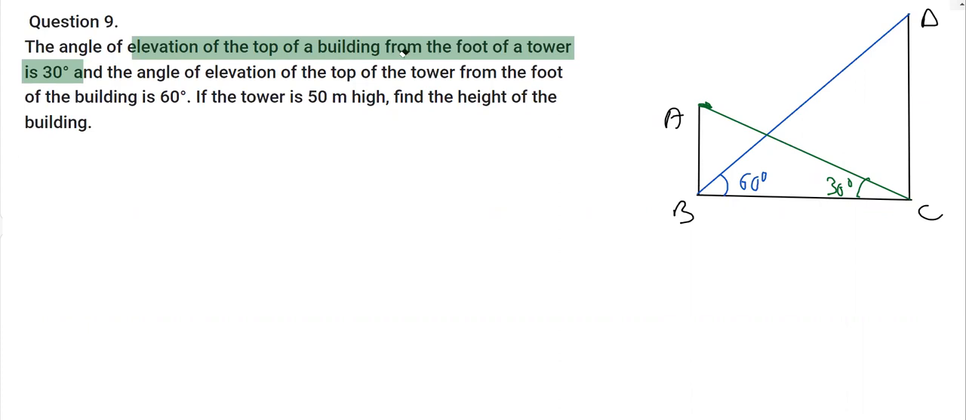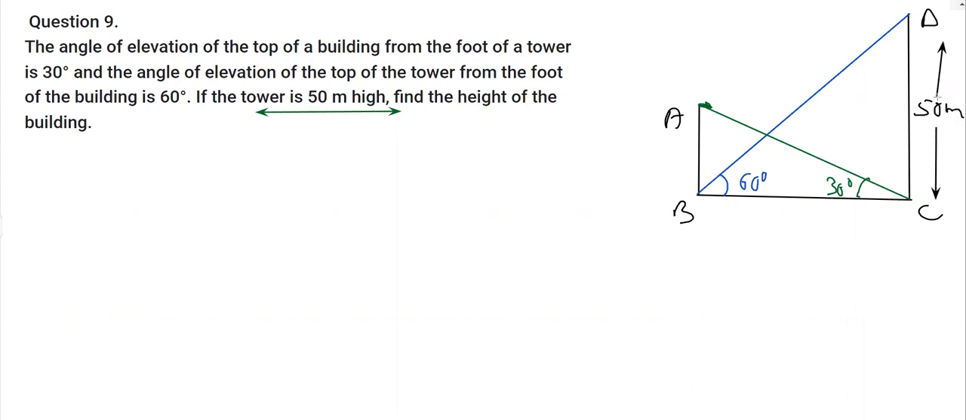Now we can see the dimensions given here. As you can see, the length of the tower is mentioned. Once we identified that AB is the building, therefore by default DC is the tower, and it is mentioned it is 50 meter tall. So let's write this as 50 meter. That is the only problem where most of you get stuck, I mean, identifying which one is building and which one is the tower. Now we have to find the height of the building. So this is the question mark.